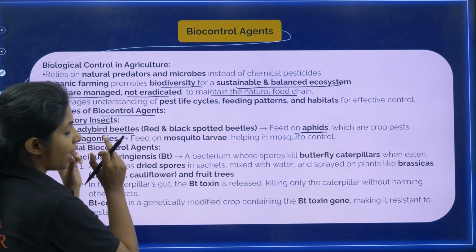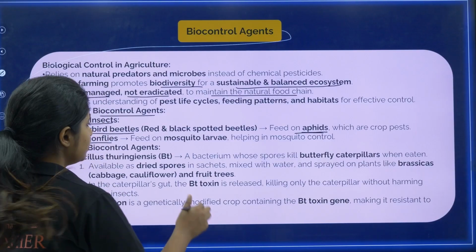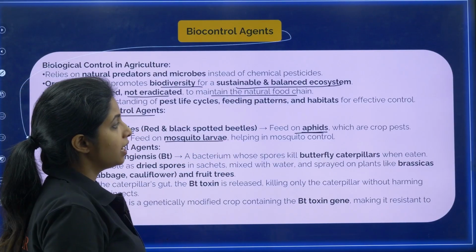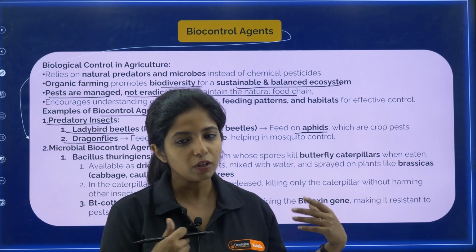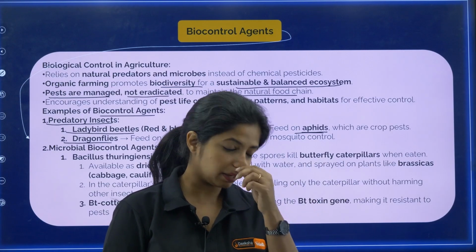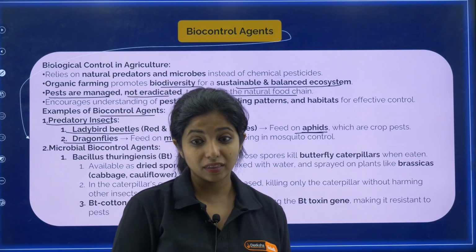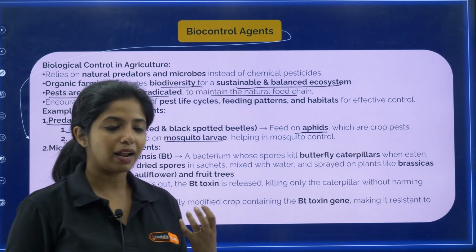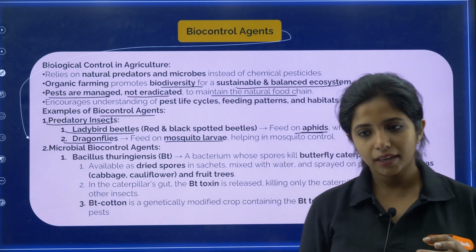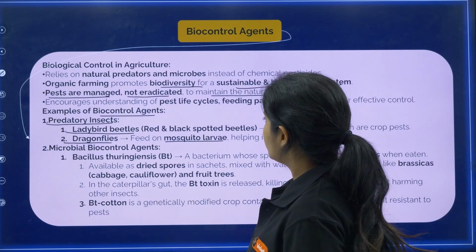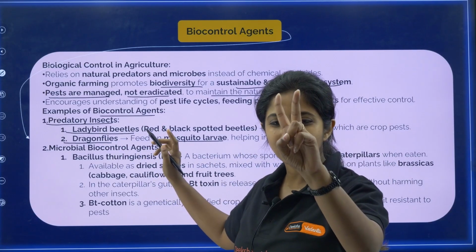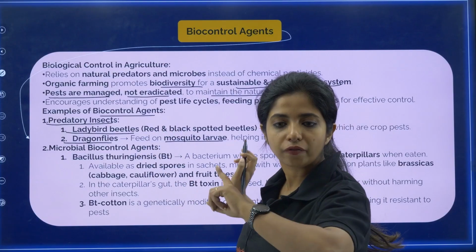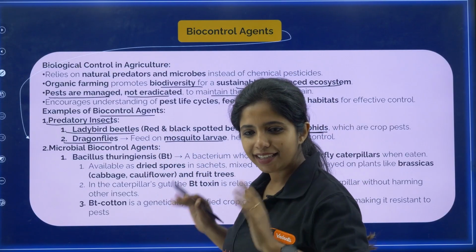Talking about the dragonfly, you might have seen it. It feeds on mosquito larvae, my dear children, and helps in mosquito control. Even though it's not a plant pest, male mosquitoes feed on plant sap and things like that, so it can be a pest, but again, yeah. So for mosquito control, what do we have? We have the dragonfly. So ladybird beetle for aphids, dragonfly for mosquito larvae. Okay, their stomach is full.